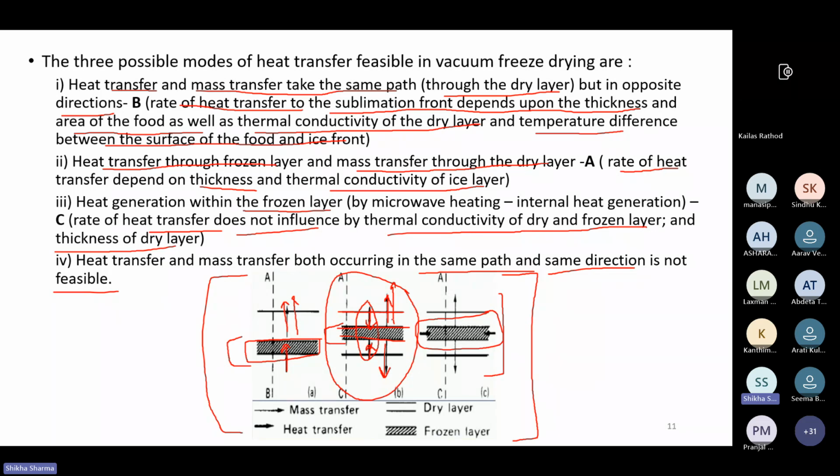If you consider the whole product, then we get heat from both sides. If a product has a dry layer, then a frozen layer, and then again a dry layer, heat will come from both sides. Even if it is a rectangular product, the heat will come from all four sides, like this, and moisture will go out. So from all directions moisture is going out, which is in the opposite direction.